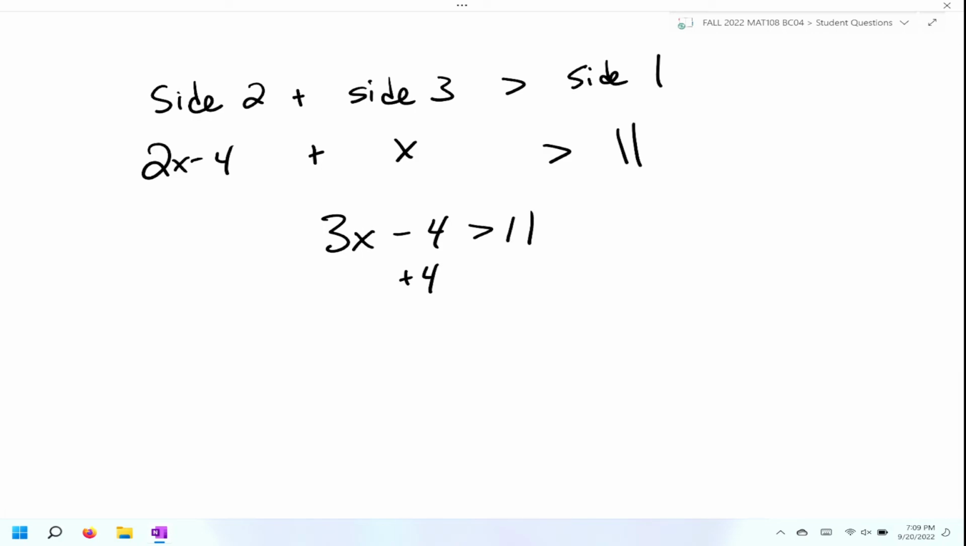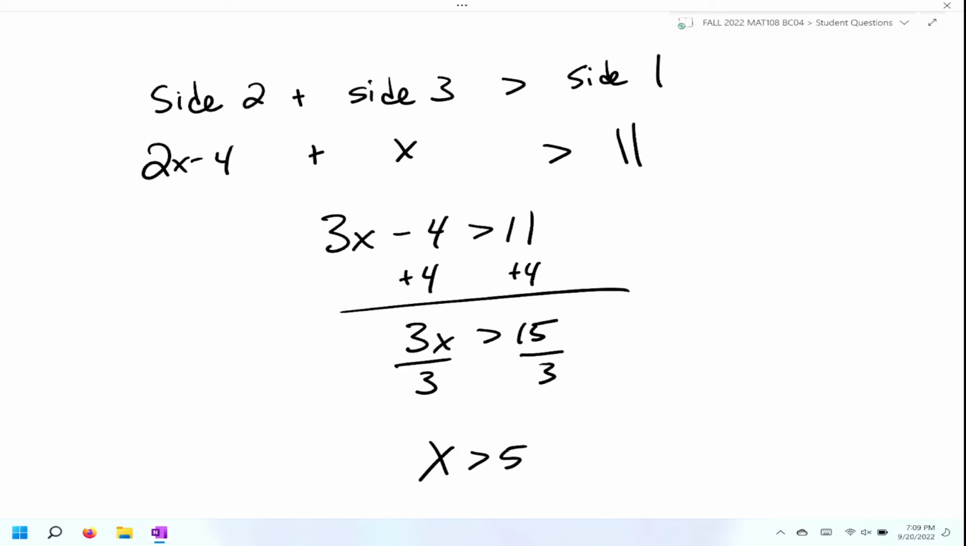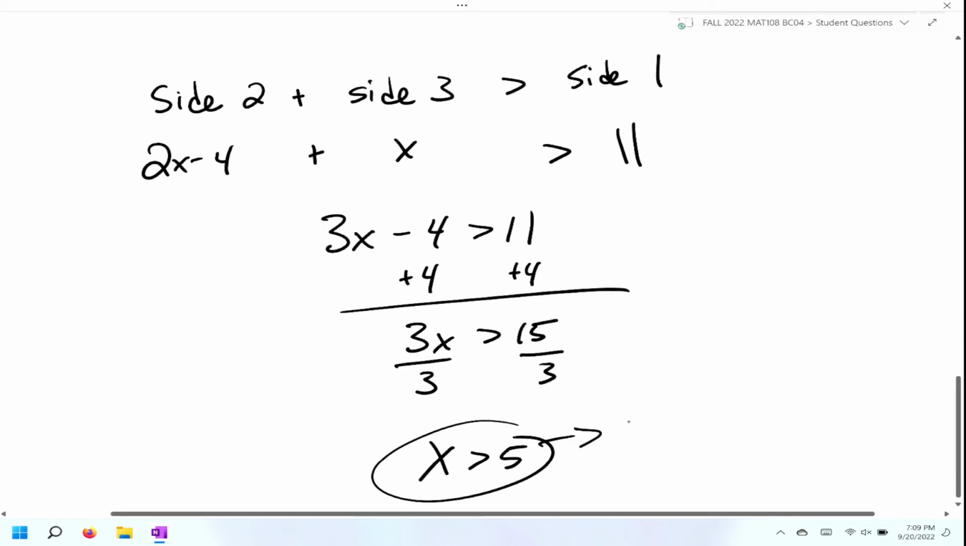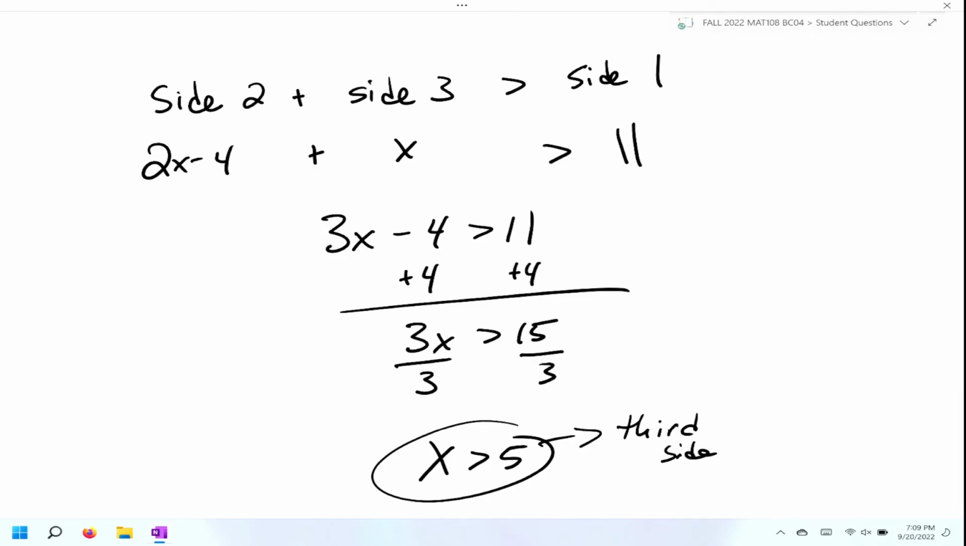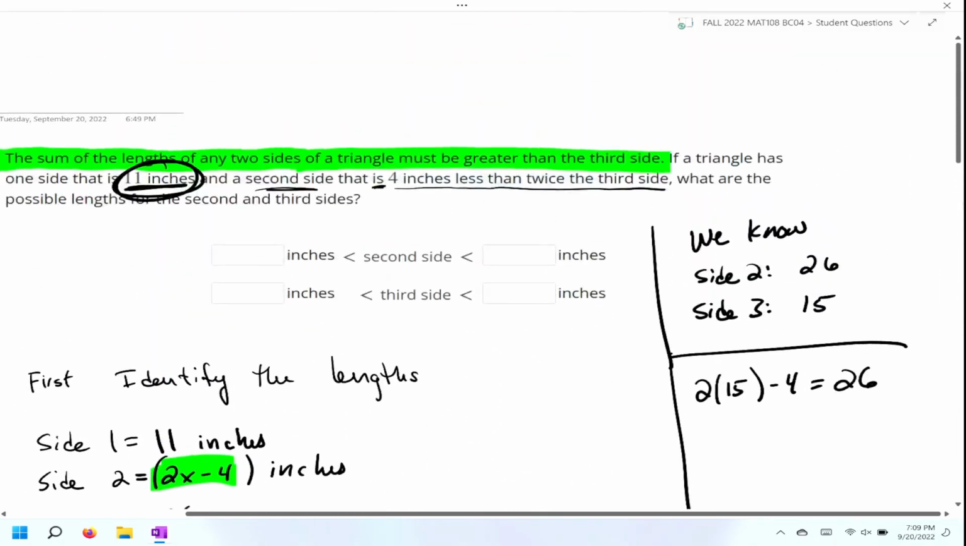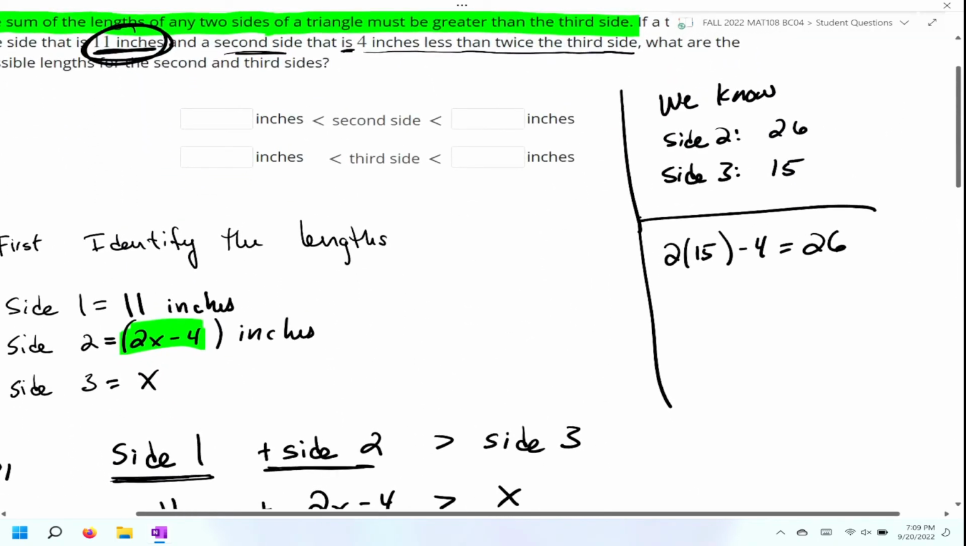Now I'm going to isolate the terms. So I add 4 to both sides. I get 3x is greater than 15. And when I divide both sides by 3, I get x is greater than 5, which is our third side. So I can scroll all the way back up. Now I know side 3 has to be in between 5 and 15, because 5 is obviously lower than 15.